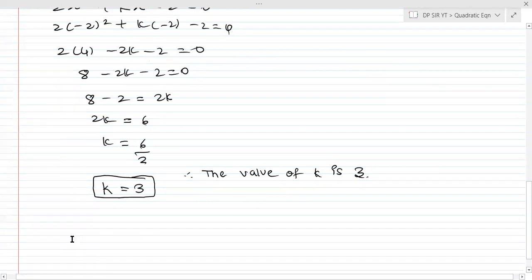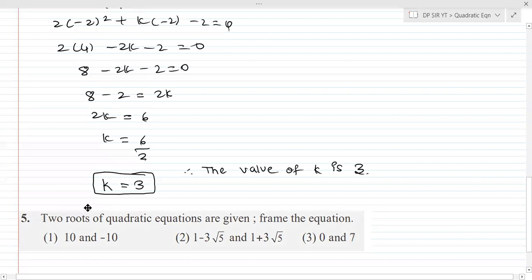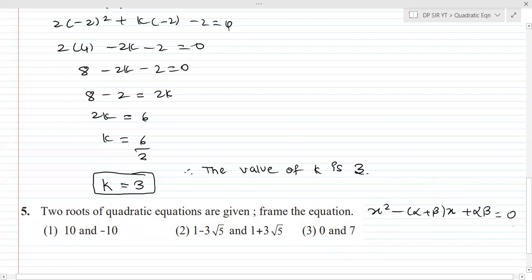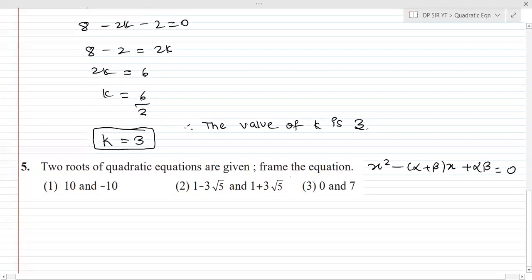I'll just paste the question. I hope the question is visible to you all now. Which formula do we use? Can anyone tell me? To form the quadratic equation, we use the formula. This is the prerequisite. Please see to it that you remember it. Here it's going to be x square minus alpha plus beta x plus alpha beta is equal to 0. This is the way we form it, provided alpha and beta are the roots of the given quadratic equation.